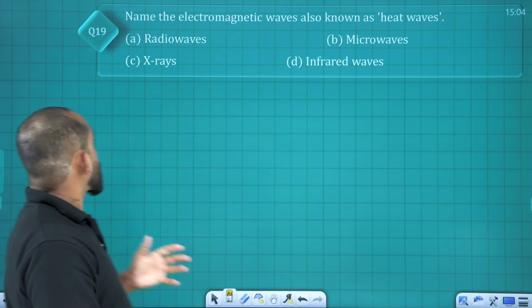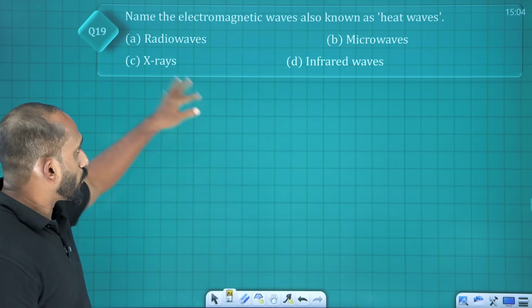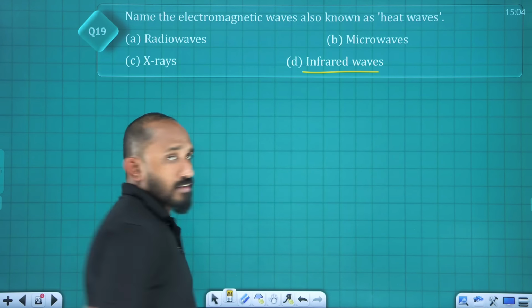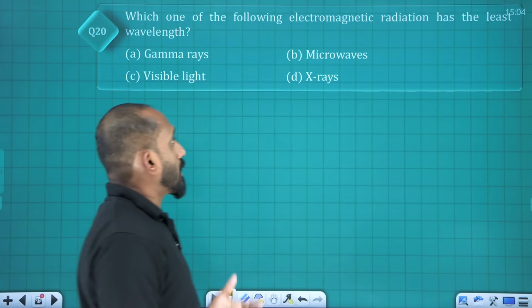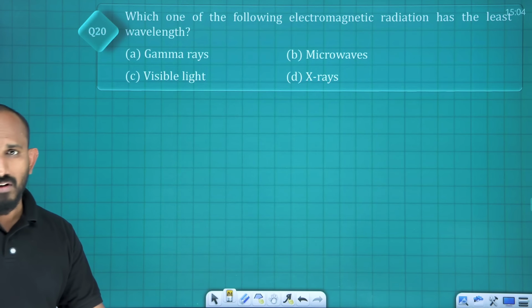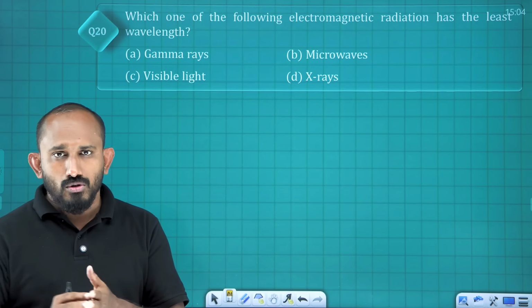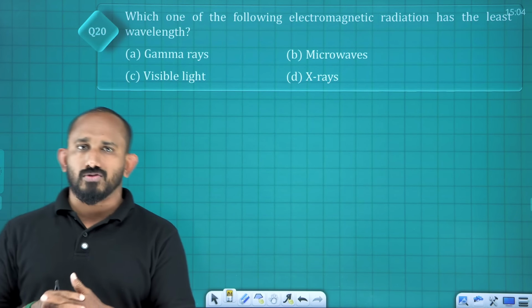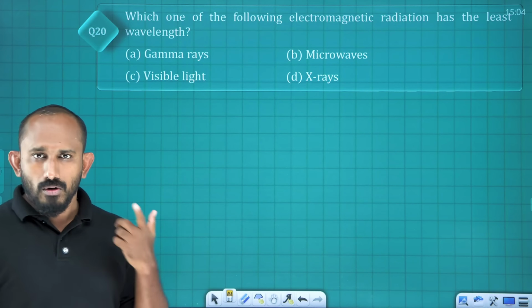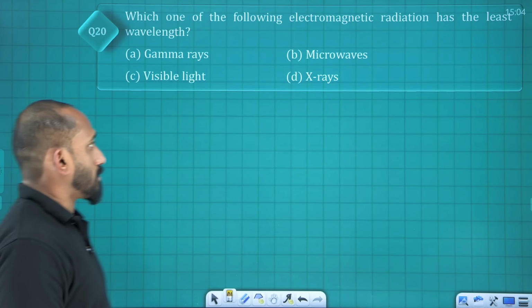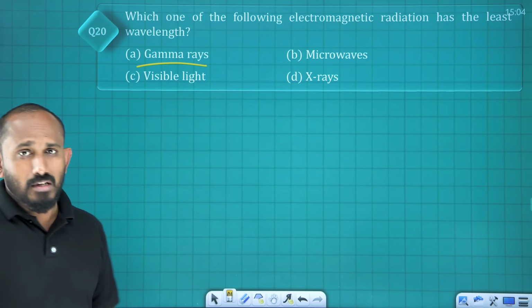The next question is, name the electromagnetic wave also known as heat waves. It's a repeating question, is it? A different order is given. This is infrared waves only. Next question. Which one of the following electromagnetic radiations has the least wavelength? Again, another repeating question is coming. See, in the different sets of papers that we've gone through for the last 2 years, with different region-wise questions, you can see some topics are repeating again. So take care. These are all very important topics from this chapter. The least wavelength, of course, belongs to gamma rays only.